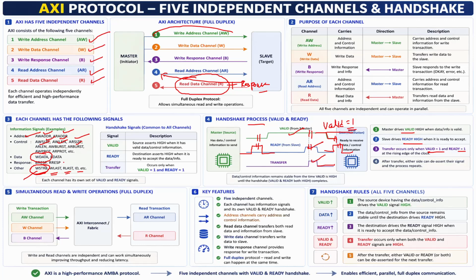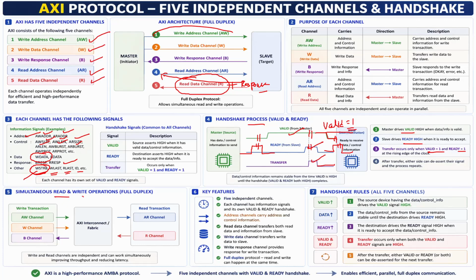And response signals, B response and R response. Response signals are there. The write response channel is there, and the write response signal is also there. But the read response signal is there, while the read response channel is not there. Okay, that is the difference here. See, I will tell you.